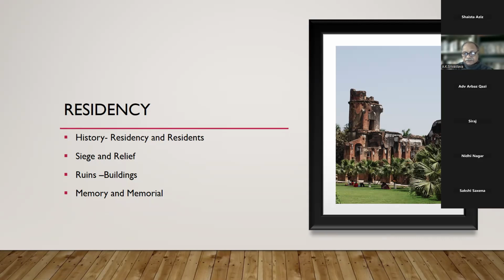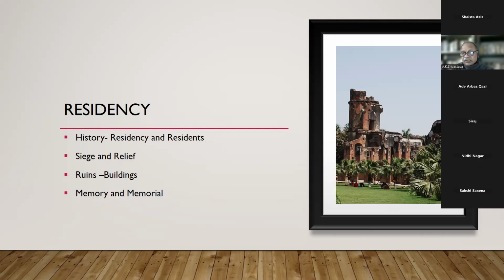And after that, the whole image of the Residency is about the siege, a siege which lasted for months and months together. So, something about the siege and the relief, which all must have read in high school: first relief, second relief, third relief, how the Residency was relieved, Havelock, Campbell, and the battles.